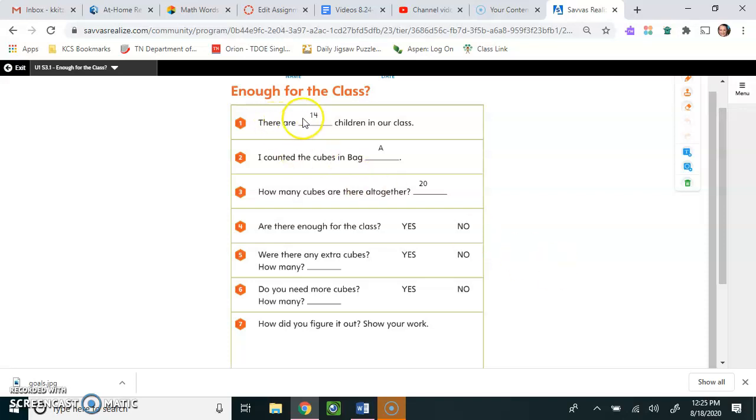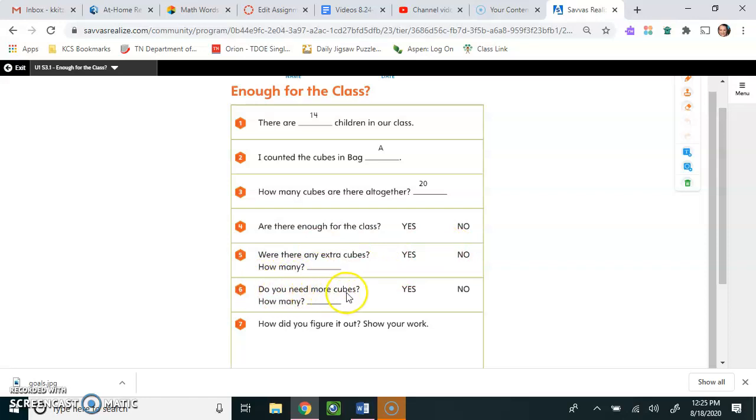Make sure that you have, there are 14 children in our class. I counted the cubes in bag A. How many cubes are there all together? 20. Here's what you're going to answer. Based on this information, are there enough cubes for the class? Yes or no? Were there any extra cubes? Yes or no? How many extras?